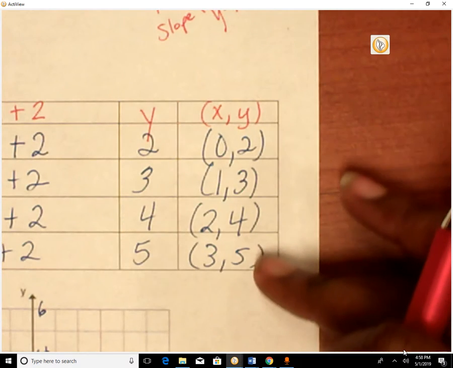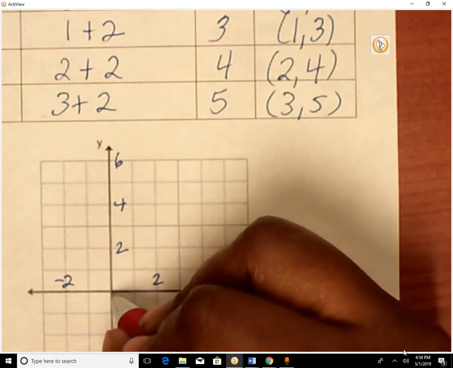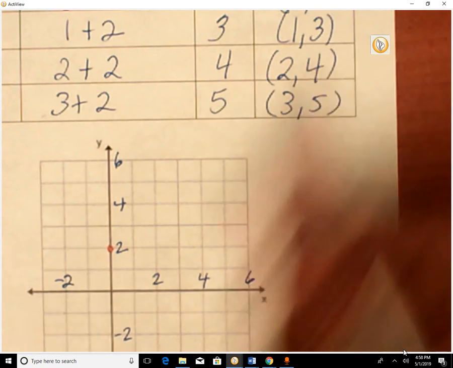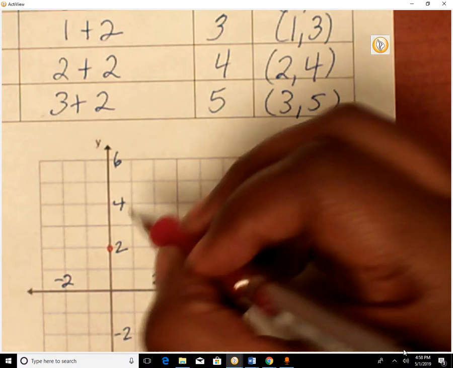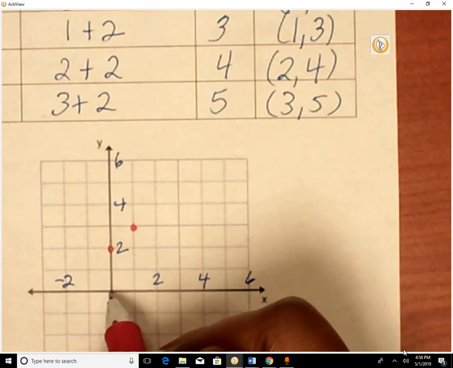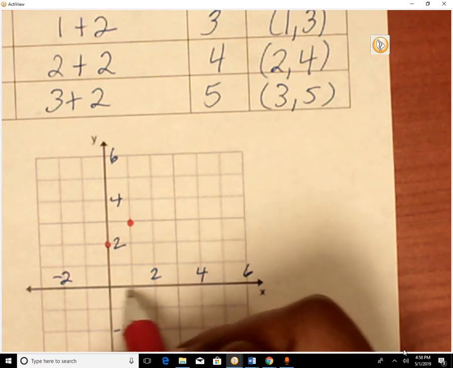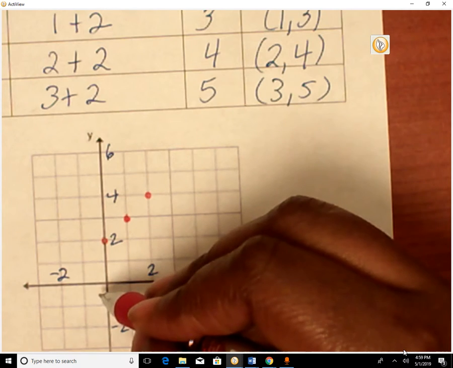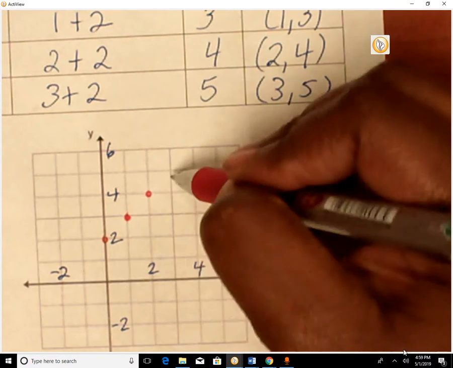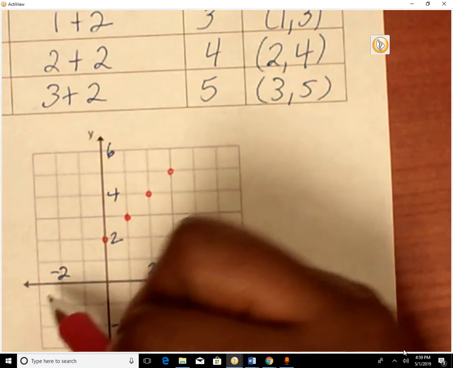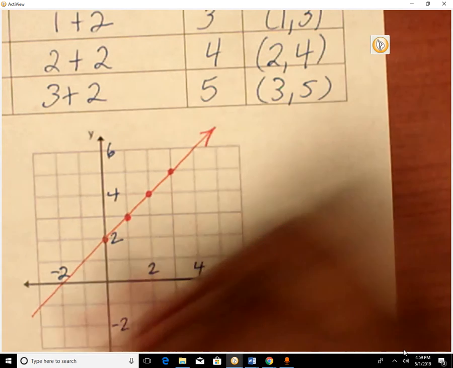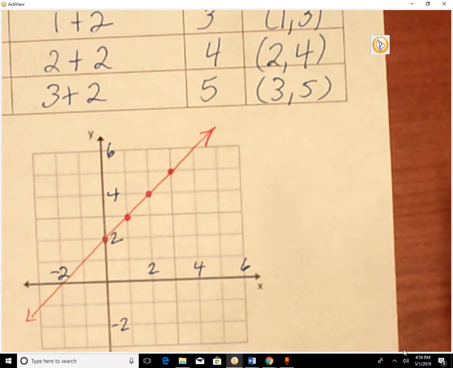I'm going to plot all my points here. So 0 on x and then up to 2. This one says 1 and 3, so go to 1 and then up 3. Then the next, go to 2 and then up 4. Then the last is 3 to the right, up 5. The last thing to complete is to draw our line. And yes, you need to draw a line straight through with arrows so they know that the line continues and is not an endpoint.